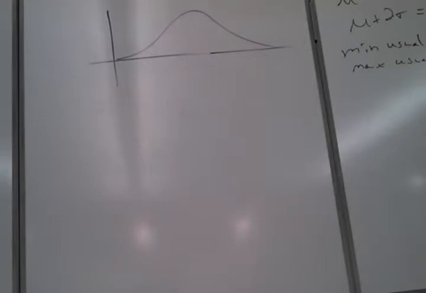So I want e to the negative half, that's 0.5, times x minus the mean, which was 15, over... Oops, I want one more parenthesis there. This is why I don't make you guys do this. It's a little gross.